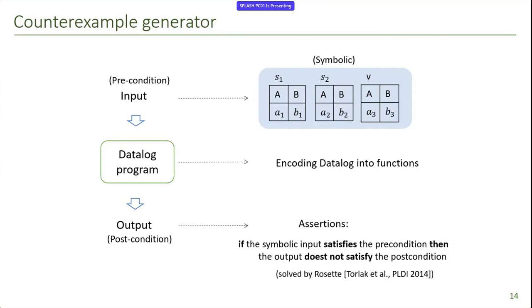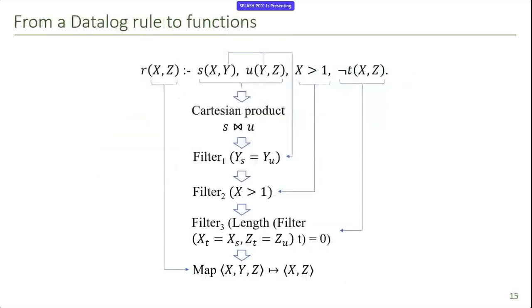By having the evaluation functions over the symbolic database, we finally add an assertion to the output of the evaluation. That is, if the symbolic input satisfies the precondition, then the output does not satisfy the postcondition. And finally, we will solve all the assertions by using the Rosette framework. That will give us the concrete values for each symbol in the symbolic input database.